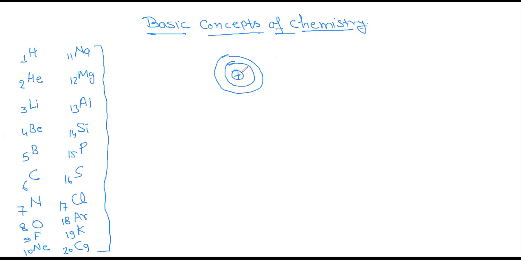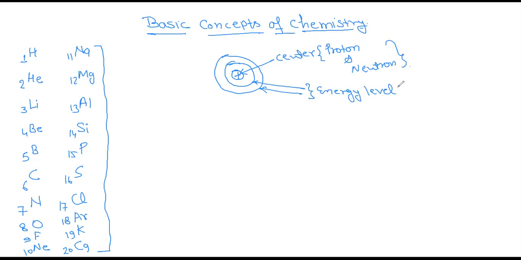This is the center part, and this center part contains protons and neutrons. And these are the different energy levels. These are also called shells, and the shells contain electrons.